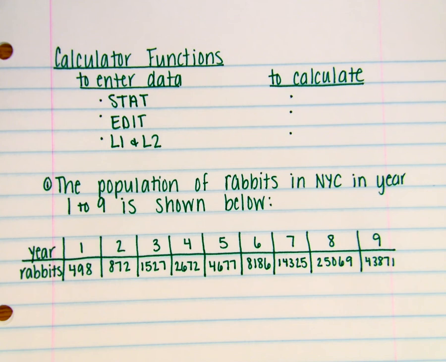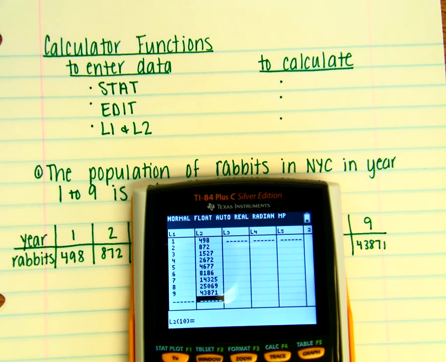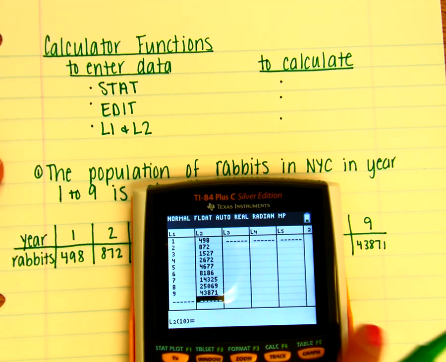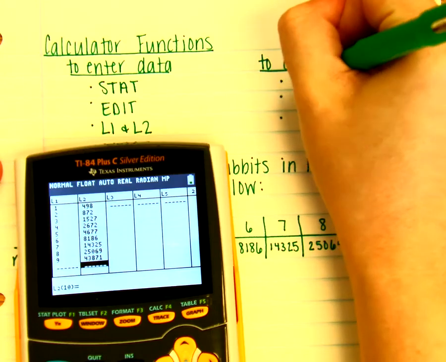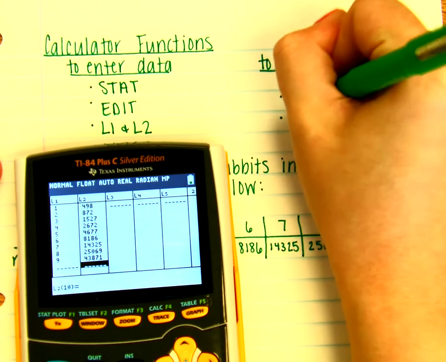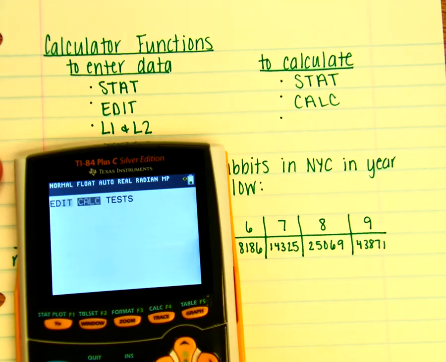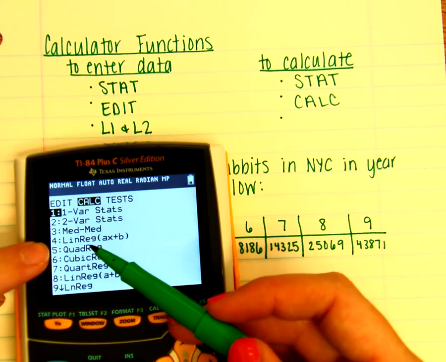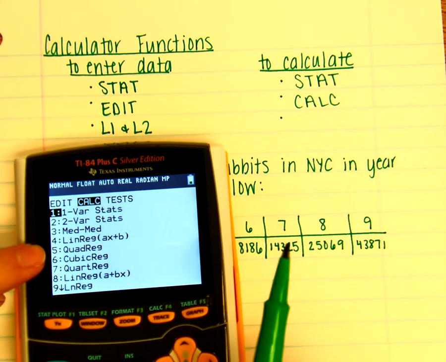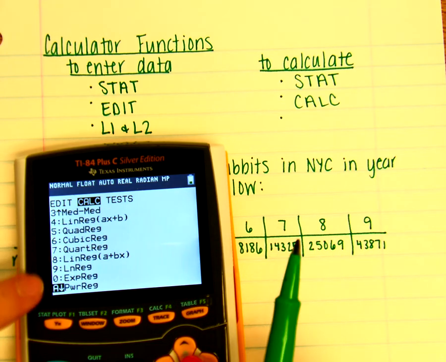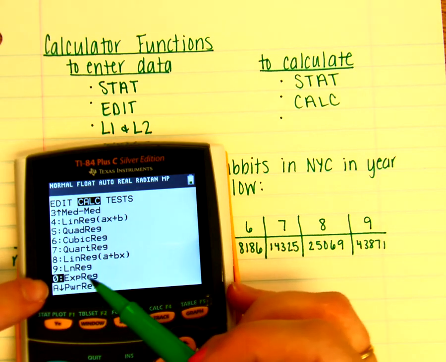I should have done this too. So now we have our information in our calculator. So to calculate here, we are going to still press stat and calc just like we did in bivariate data. But in bivariate data, we use option 4, which was linear regressions. Here we are doing exponential regressions, so we need to choose the option that looks like exponential.